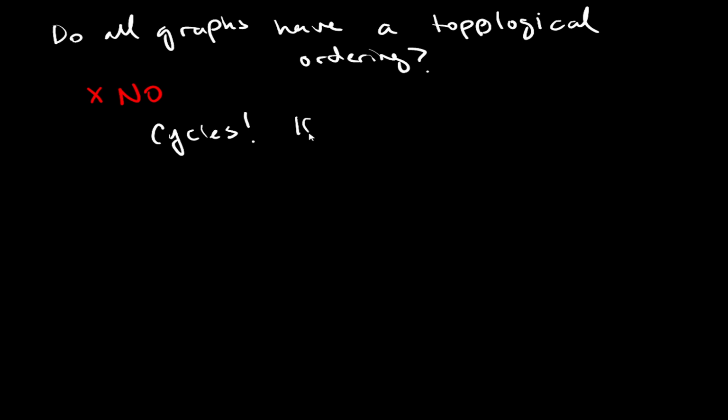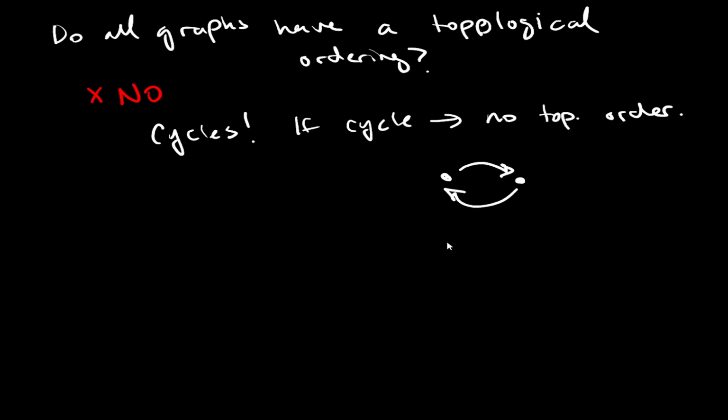Right, so if there is a cycle, no topological order, and that should make sense because if I have this idea of a cycle, then which vertex should come first, right? We said each u must come before v in the ordering, but it's not clear which one should come first here, right? So DAGs, and remember trees are a subset of DAGs, and trees always have a topological ordering.